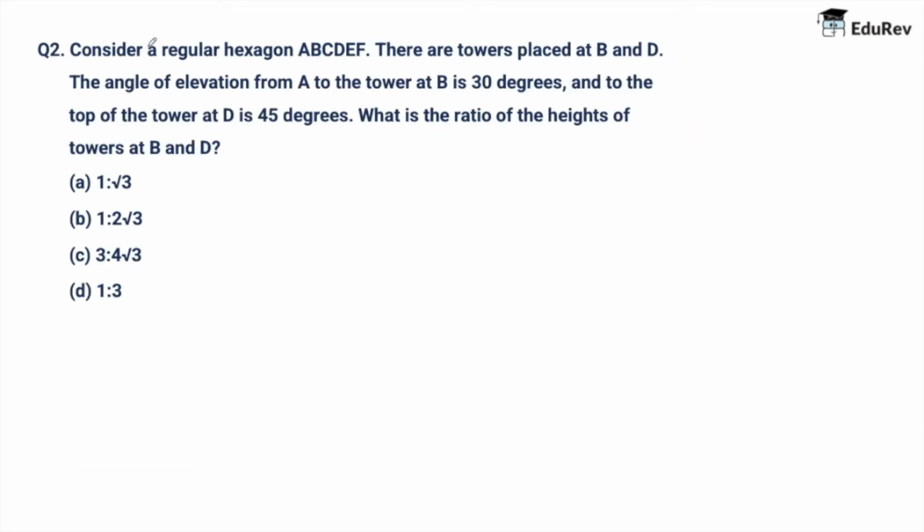So the second question states that we need to consider a regular hexagon A, B, C, D, E and F. So let's draw a hexagon first and try solving this question, okay? So this is a hexagon which is A, B, C, D, E and F. So we need to consider a regular hexagon, that is this, and there are two towers placed at B and D.